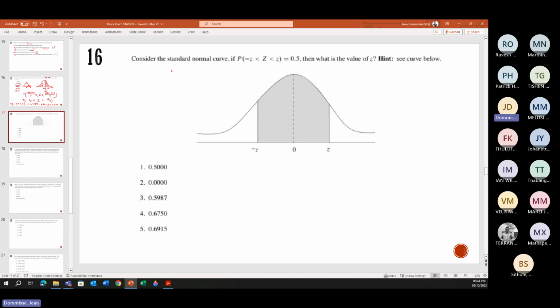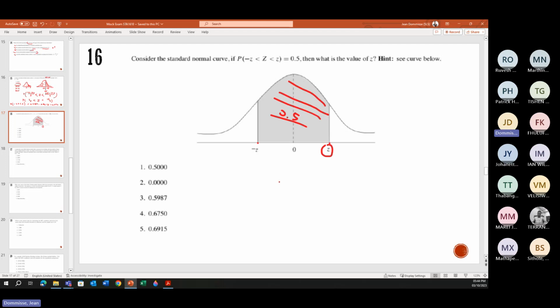So now they say, consider the standard normal curve. If Z is between those two values, which we don't know yet, and that area is equal to 0.5, then what is the value of Z? Okay, so how would you have done this? What would you have tried to do with something like this?